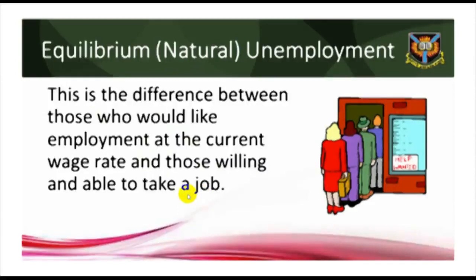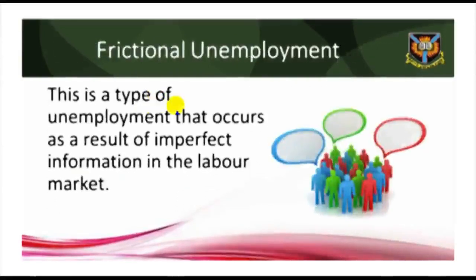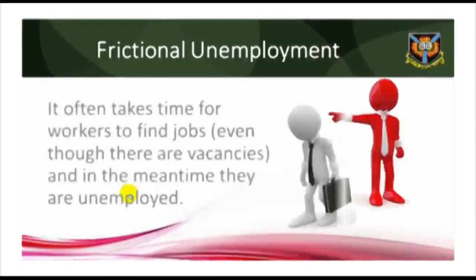immediately become computer technicians. There are various types of equilibrium unemployment, which include: 1. Frictional unemployment, 2. Structural unemployment, and 3. Seasonal unemployment. Frictional unemployment is a type of unemployment that occurs as a result of imperfect information in the labor market. It often takes time for a worker or for workers to find jobs, and in the meantime, they are unemployed.